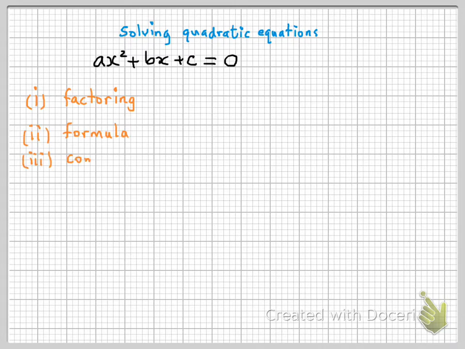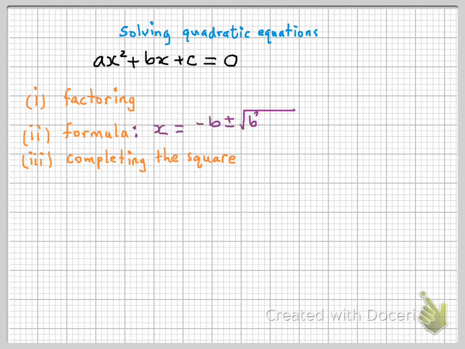Then I will show you how to solve a quadratic equation by formula. The third method is by completing the square. It's very similar to the formula. I will not be talking about completing the square here, but it's fairly close. Completing the square is obtained from the formula, so we'll just restrict ourselves to the formula in this case.